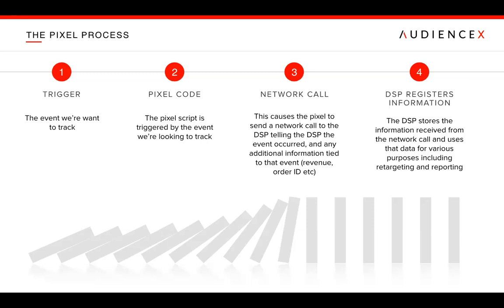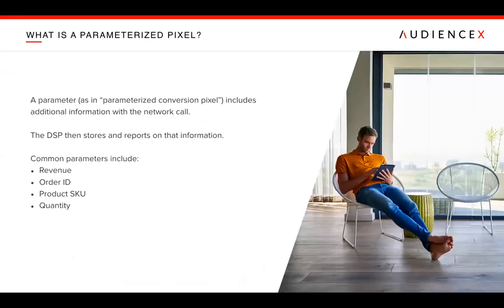All right, moving along to the next piece. So I mentioned that in that network call, we could include additional information if we wanted to, and that is done via adding a parameter to the pixel. And like I said, it's just basically that call saying, just so you know, yes, a purchase happened, and that purchase was for $29. She bought a blue sweater, and the order ID was ABCDEFG. There's dozens and dozens of different parameters that we could include, but the most common that we work with are tied to the e-commerce space and their revenue, order ID, product SKU, and quantity.